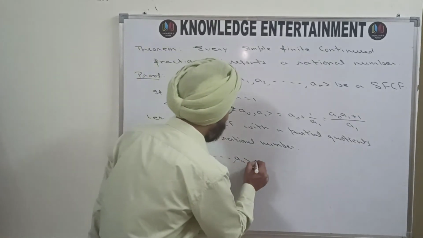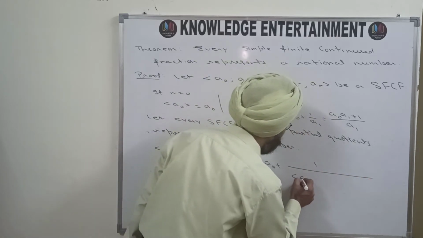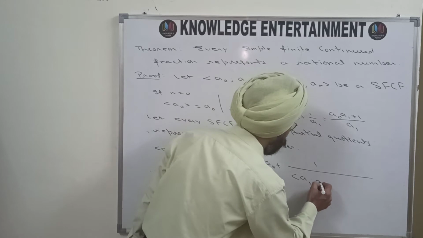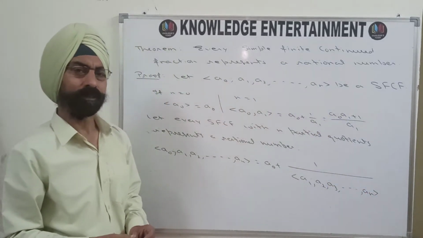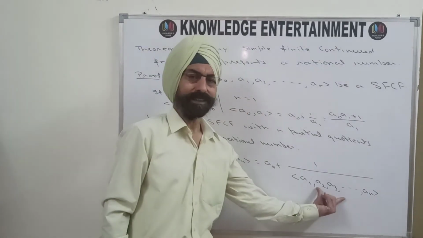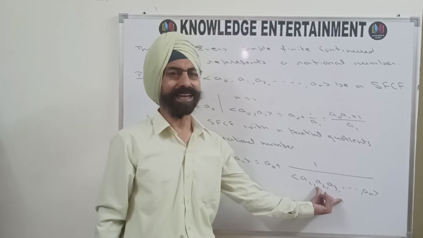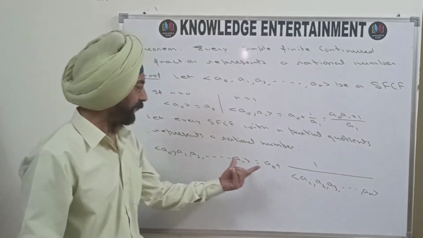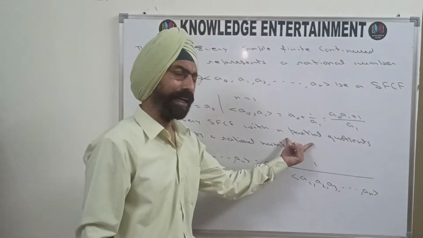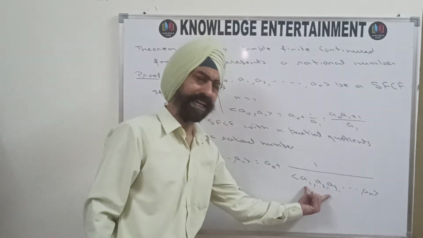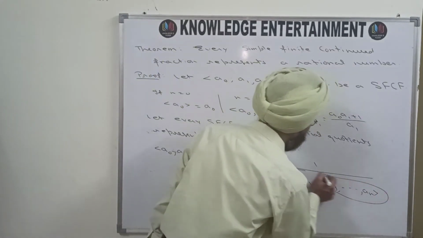And we know that it can be written as the integral part a0 plus 1 upon the rest of the simple finite continued fraction a1, a2, a3 and so on, an. Now look at this simple finite continued fraction. How many partial quotients are here? The number of partial quotients here are n. And in the second step we have assumed that every SFCF, simple finite continued fraction, with n partial quotients represents a rational number. So this is a rational number. So let it be P upon Q.